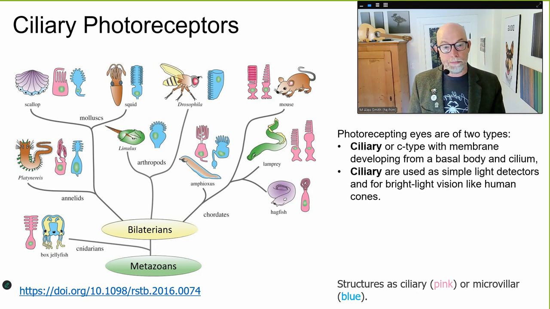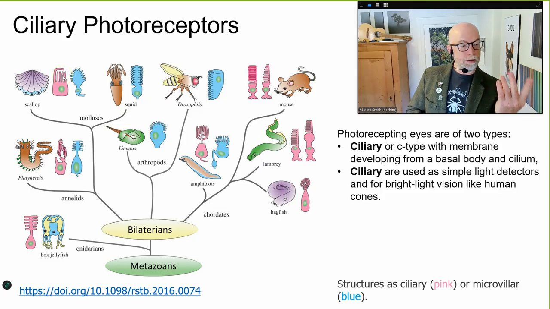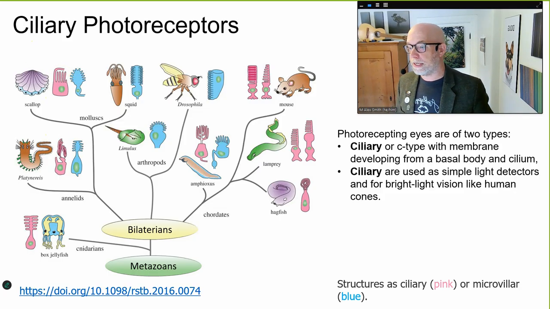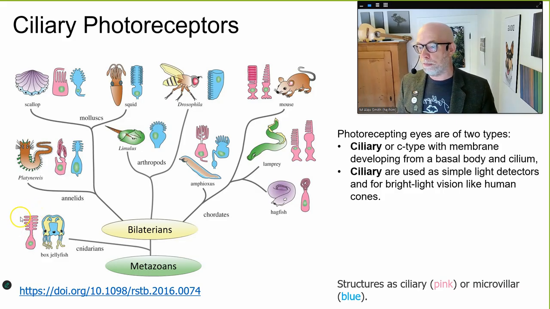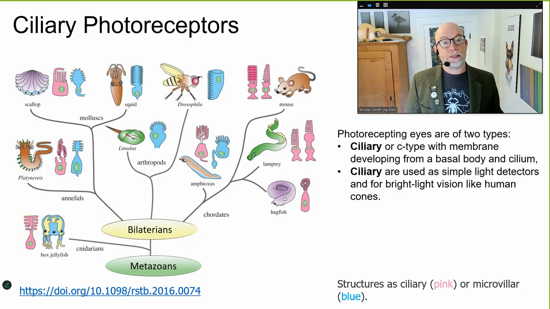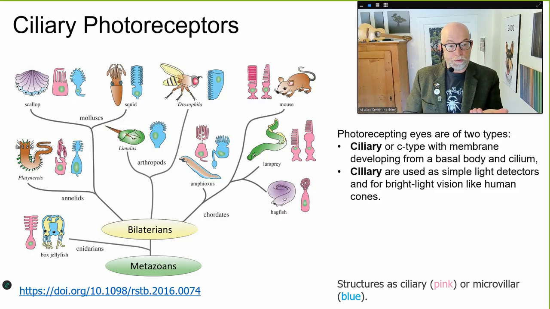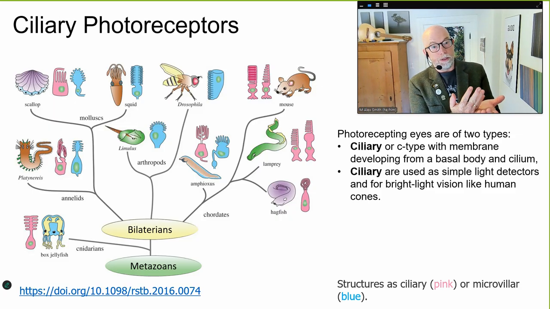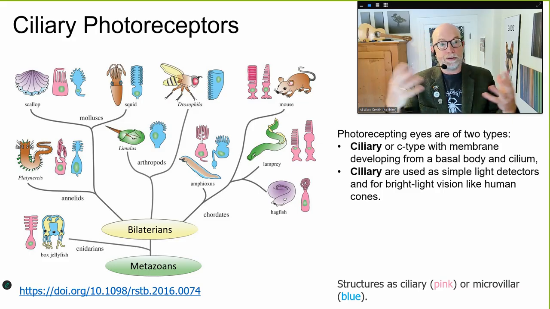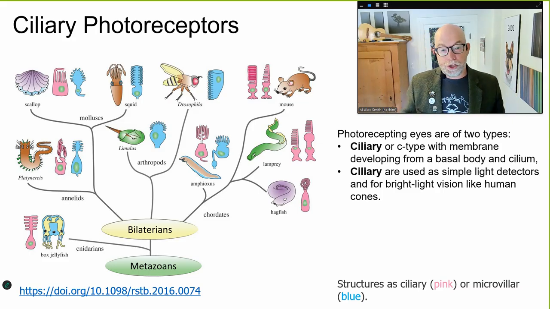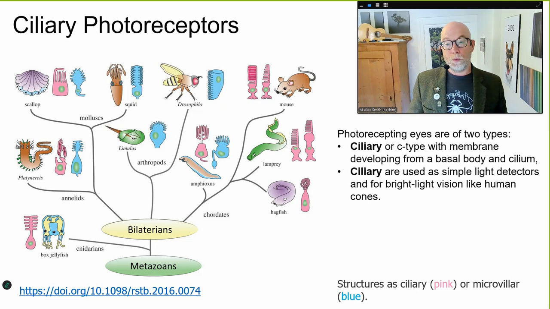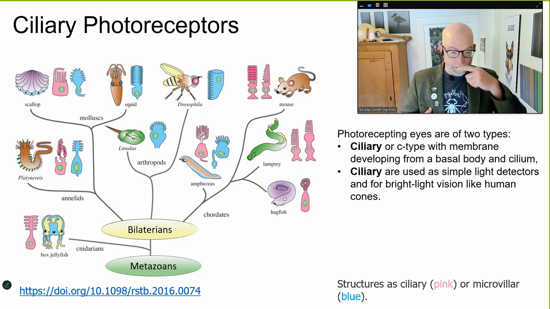There's a ciliary type, in pink. You see these little fingers emerging here from the scallop, or this almost old school TV antenna in the box jellyfish, the cubozoan. These are all ciliary type photoreceptive cells. They have a membrane that develops from a basal body and then a cilium, literally a cilium that protrudes into this photoreceptive area. They're used generally as simple light detectors, and we have them in our cones for bright light vision.